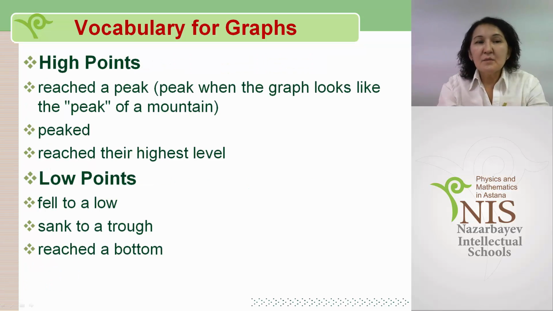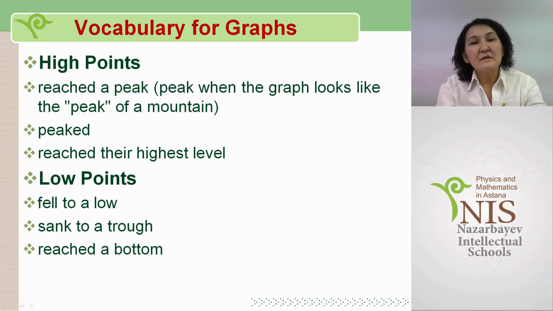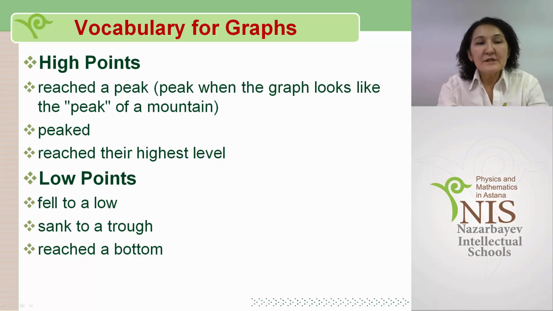When we are talking about high points, we use the next phrases. Reached a peak. You remember peak means when the graph looks like the peak of a mountain. Peaked, reached their highest level. For low points, we use the next phrases. Fell to a low, sank to a trough, reached a bottom.